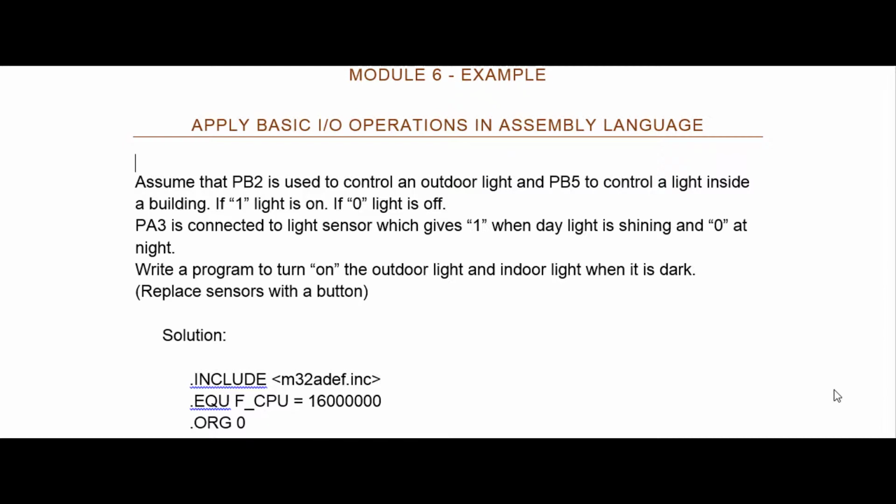Okay, so we have two lights. These two lights are controlled by two pins. The pins are PP2 and PP5. That means we are going to use port P, pin 2 and pin 5. If the logic on the pin is 1, the light should be on. If it's 0, the light is off. The input is coming from port A, PA3, so from pin 3 of port A. If the input is 0, that means it's night, so the light should be on. If the input is 1, that means it's daylight and there is no need for the lights inside the building, so they will be switched off.